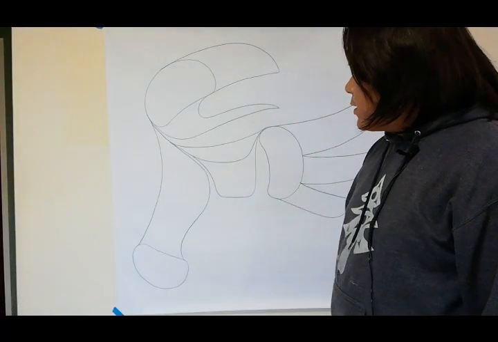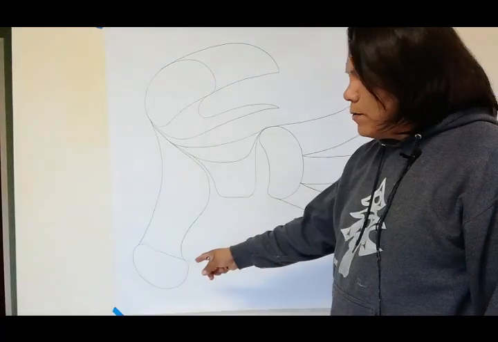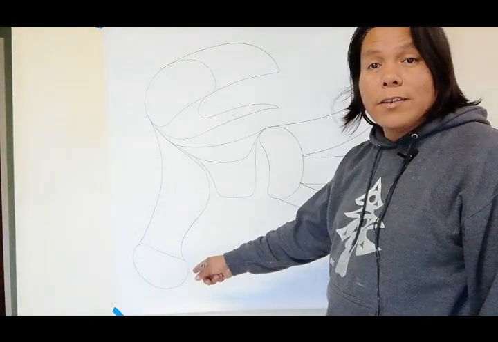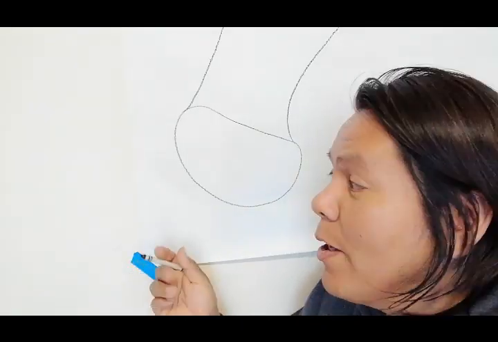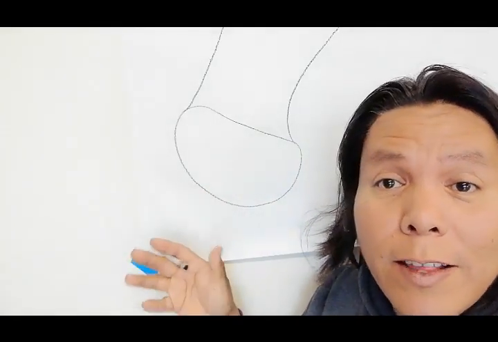Okay, if we move for the next little part, I'm going to focus in on the tail here. So I'm just going to zoom in on the tail. So that's where I'm going to be, right here. All right, here we are on the tail. And I'm just going to add some feathers to the tail here.